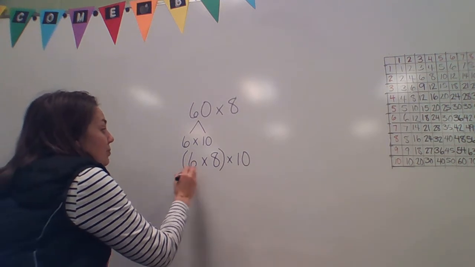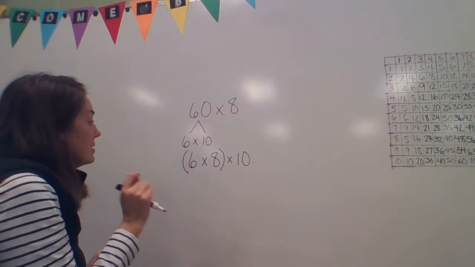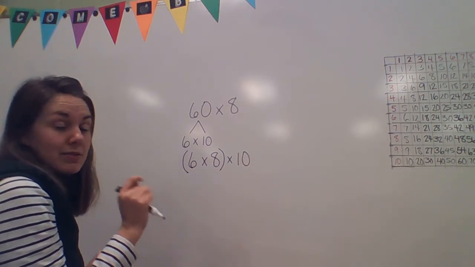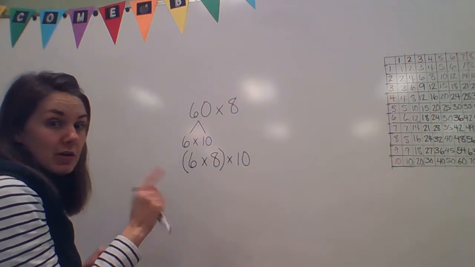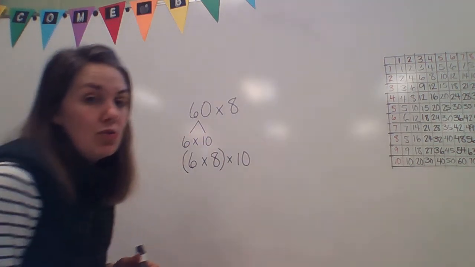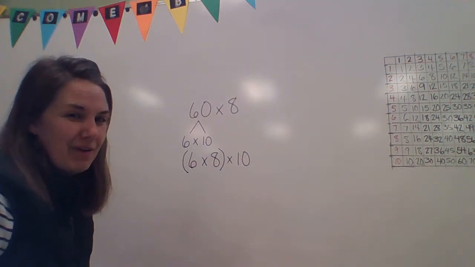So now I've grouped 6 and 8 together. I'm going to solve that part first. So 6 times 8, I know makes 48. I can check my multiplication chart. I'm going to encourage you guys, the multiplication chart is a great tool. I would use it though to check your work more than to provide an answer.